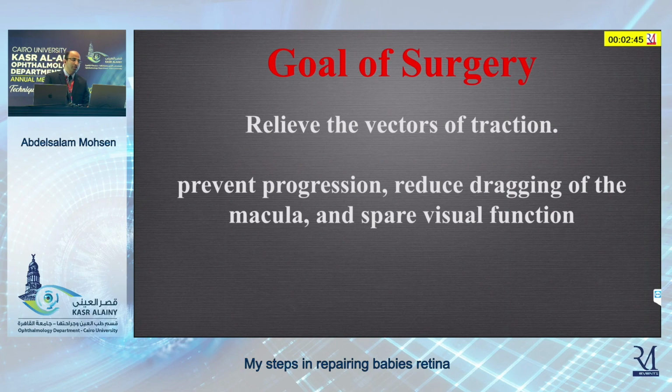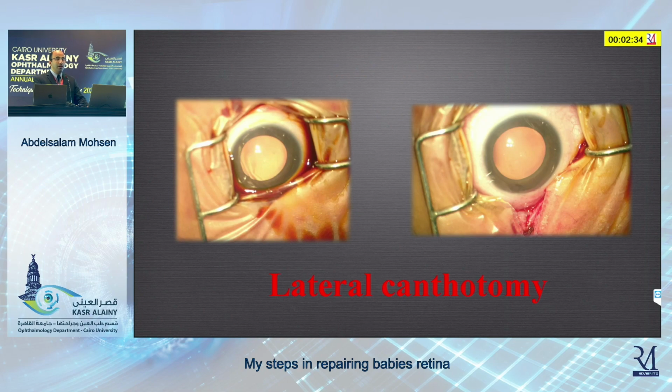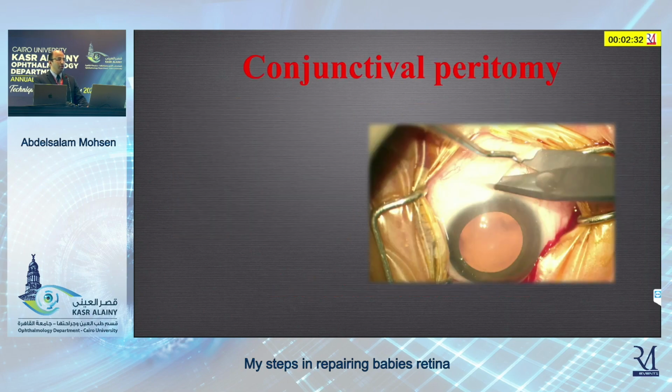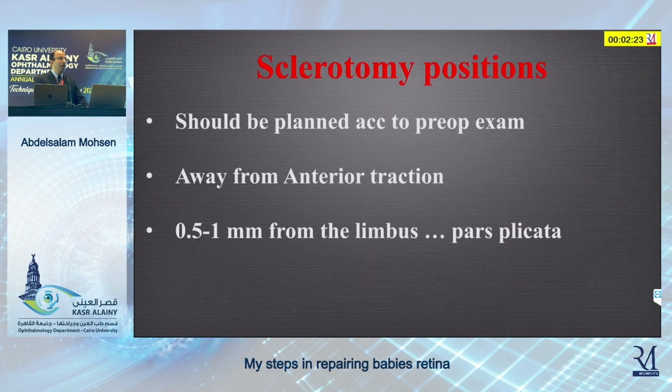So again, our goal in the surgery is to relieve the vectors of traction, but at the same time, we should avoid any iatrogenic breaks and avoid any intraoperative or postoperative hemorrhage. We start with the lateral canthotomy to widen our field. Conjunctival peritomy is essential so we can suture the sclerotomies at the end of the case to avoid any postoperative hypotony and any postoperative hemorrhage.